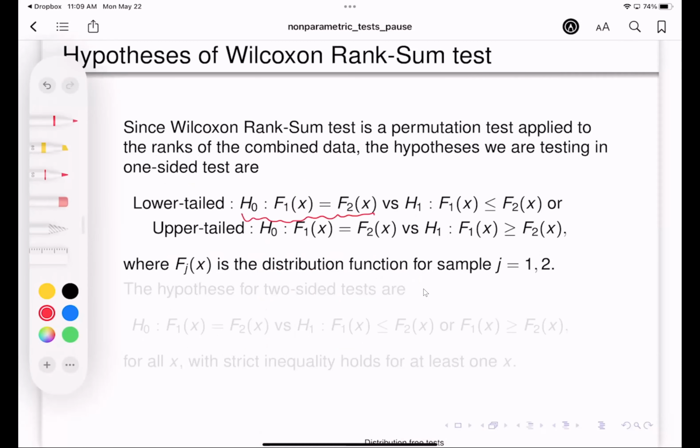So this is the CDF of the two distributions. We specify the CDF of the first one, F1, to be equal to the CDF of the second one, F2. That's the null hypothesis. And when we are interested in the lower-tailed test, we would specify the research hypothesis as F1 less than or equal to F2.